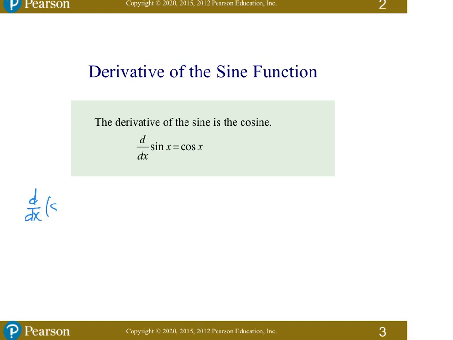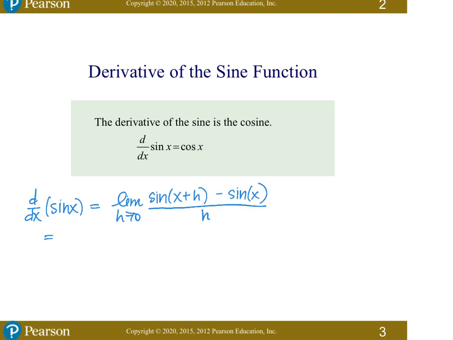So the derivative of sine of x, by definition, would be the limit as h approaches 0 of the sine of the quantity x plus h minus the sine of just x, all over h. So Newton's definition, and then we expand that so that we can simplify and prove that cosine is the result.